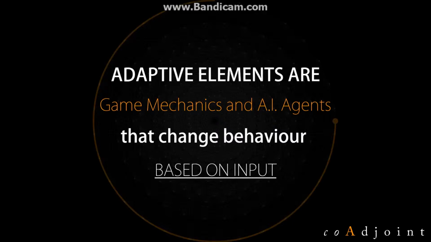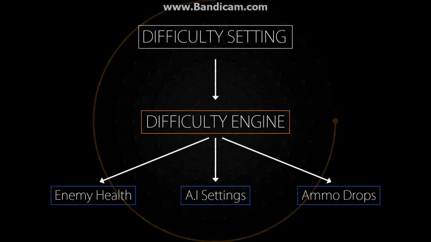An adaptive element is a game mechanic, AI agent, or group of AI agents that change behavior based on input. A simple example would be difficulty settings in a game. The difficulty settings, easy, medium, or hard, form a discrete set of inputs. By adjusting the difficulty, the game changes parameters and adapts the gameplay experience.